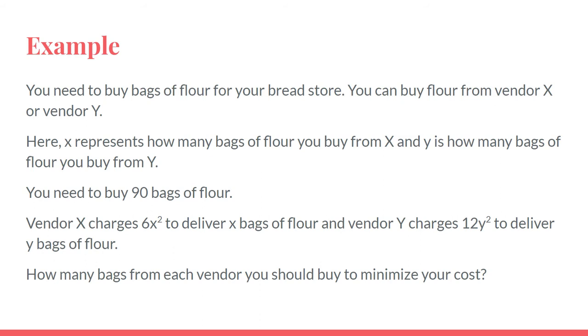Delivering more bags of flour is obviously more expensive than delivering less bags. Also, the distance between your store and the vendor affects the cost of delivery. Let's say the vendor X charges 6x squared to deliver x bags of flour, and vendor Y charges 12y squared to deliver y bags of flour. Given all this, how many bags from each vendor should you buy to minimize the total cost?